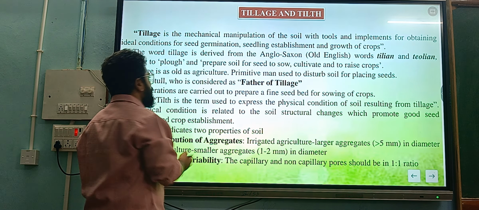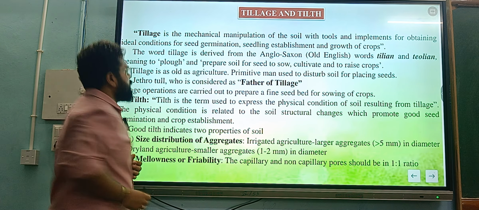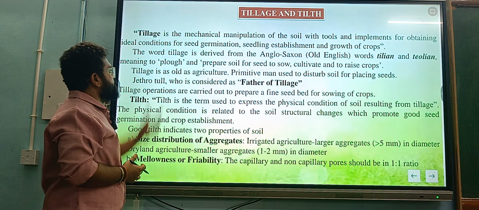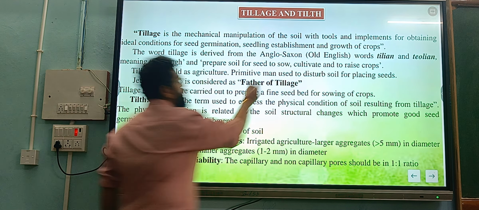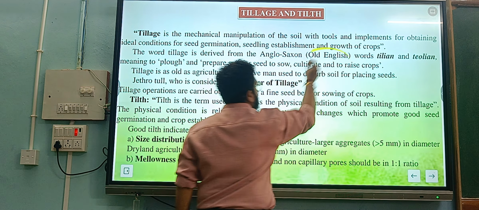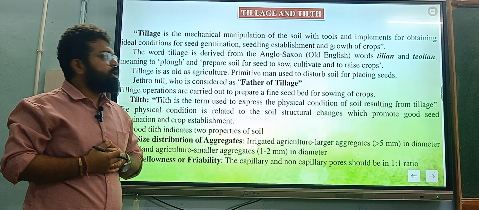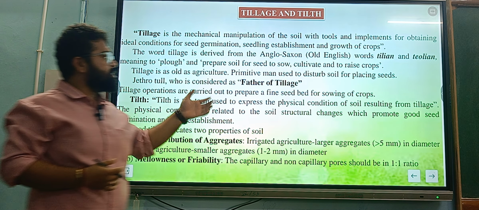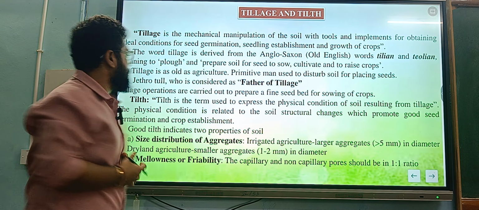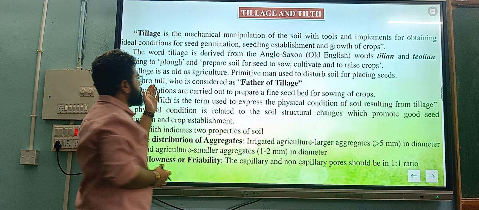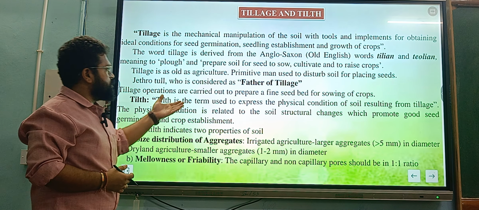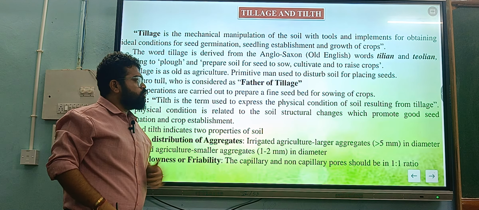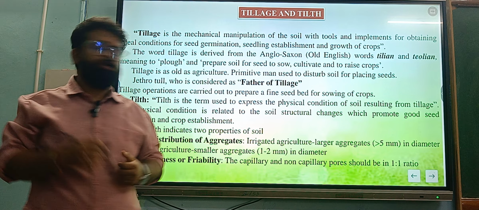So the father of tillage, we call him Jethro. He was an agriculturist, a primitive man, who used to disturb the soil for placing the seeds. The word tillage is derived from the Anglo-Saxon word, that is, the Old English word tilian or tiolian, which means to plow and prepare soil for seed to sow, cultivate and raise the crop. So tillage was coined by Jethro, who is considered the father of tillage, and tillage operations are carried out to prepare a fine seed bed for sowing of the crop.